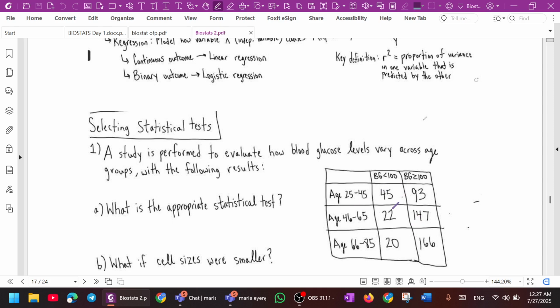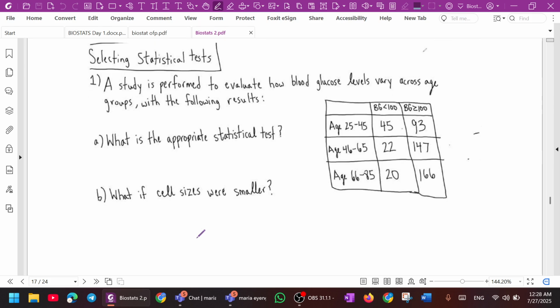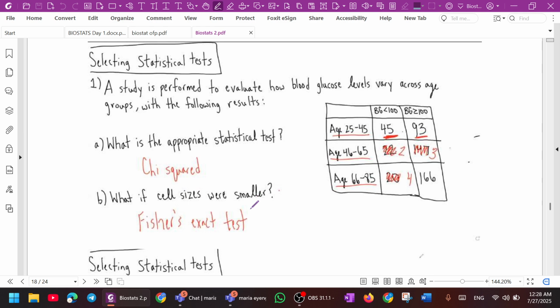So you are comparing categorical, and it is less than 5, it is Fisher exact. So you think this is Fisher? Yes, the answer is Fisher. And what do you think number two is? What if the cell size were smaller? If the cell size is smaller, then it is Fisher.